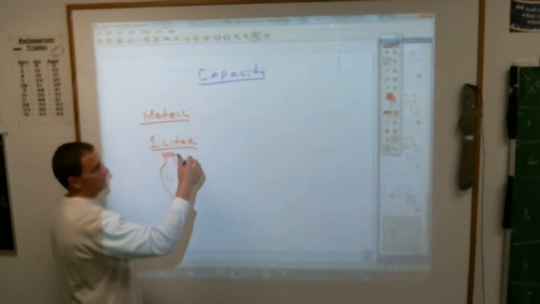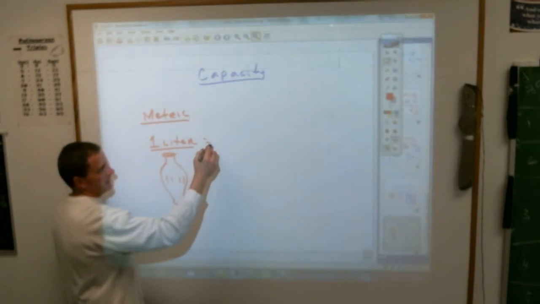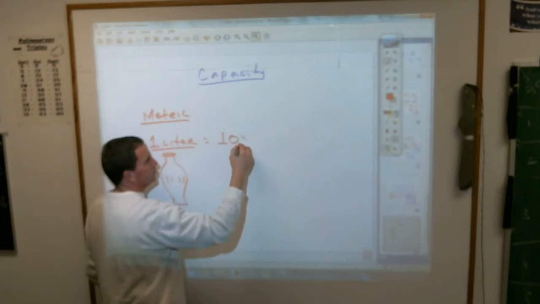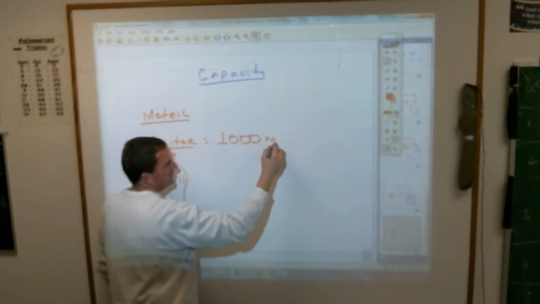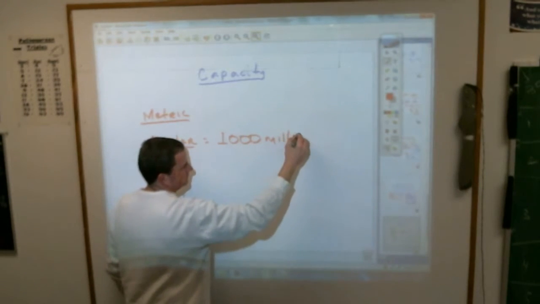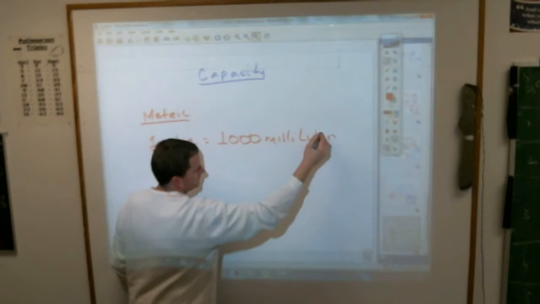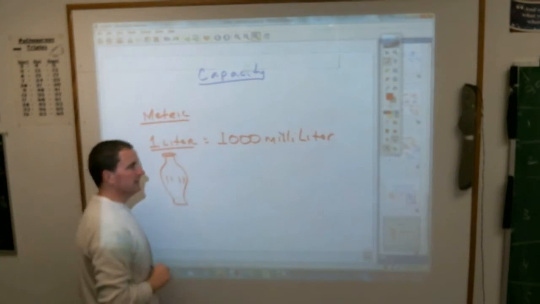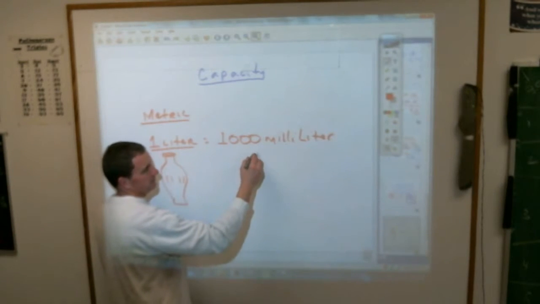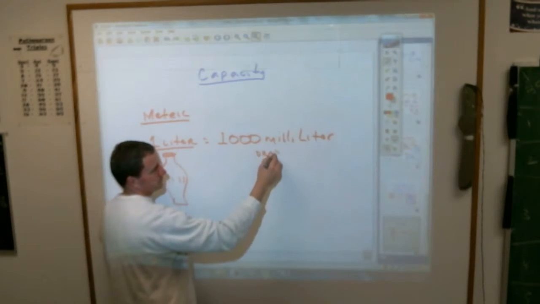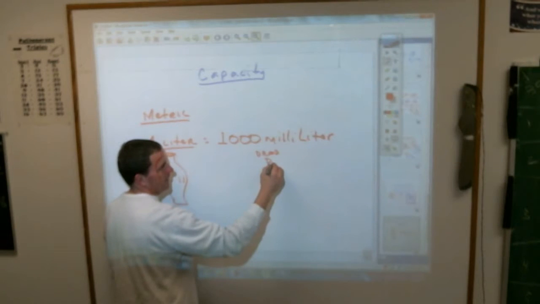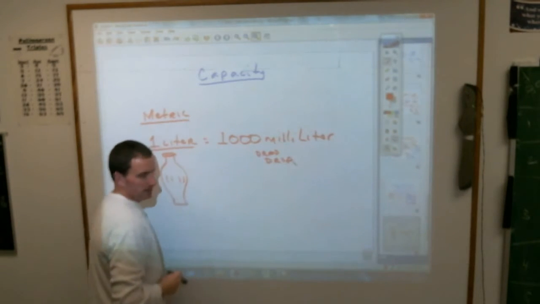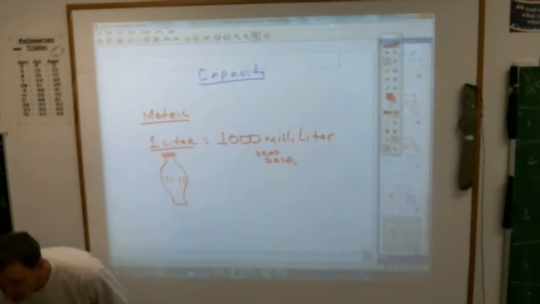And then we have 1 liter is the same as 1,000 milliliters. Okay, and if you think about a milliliter, it is kind of like a drop. A drop. Okay.